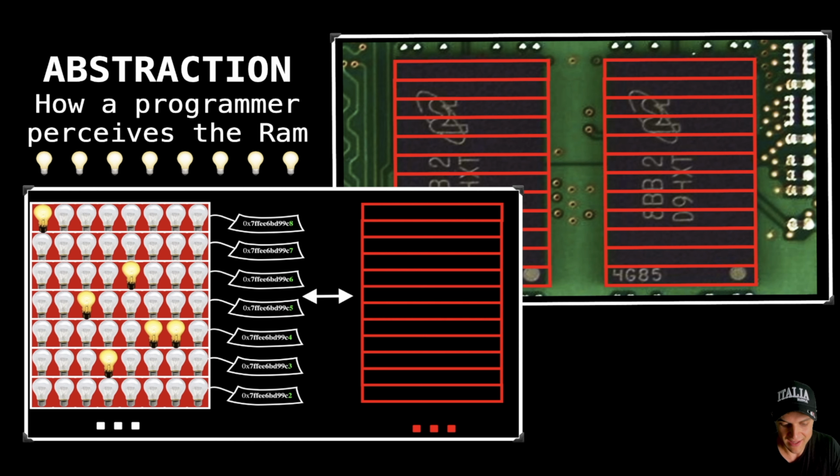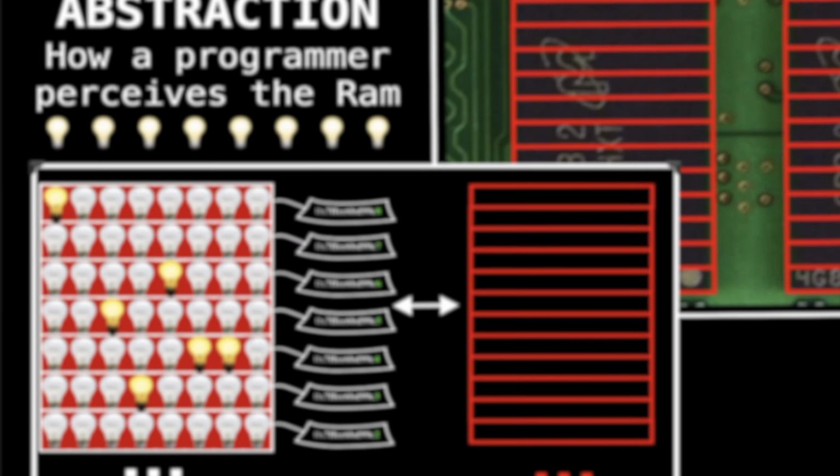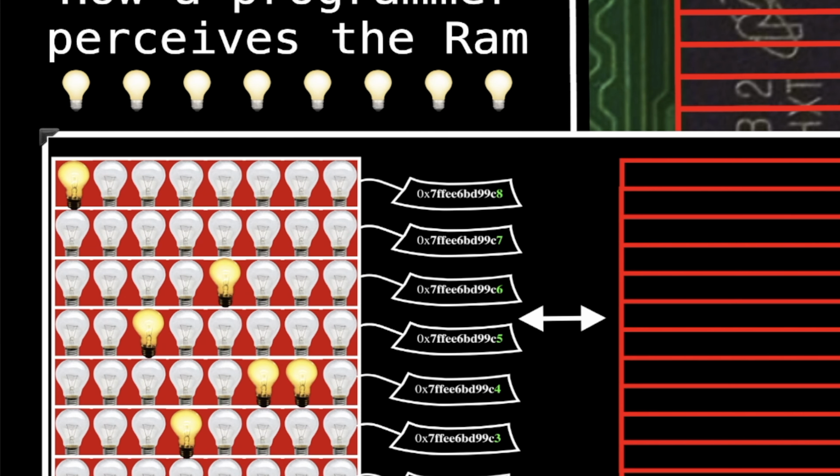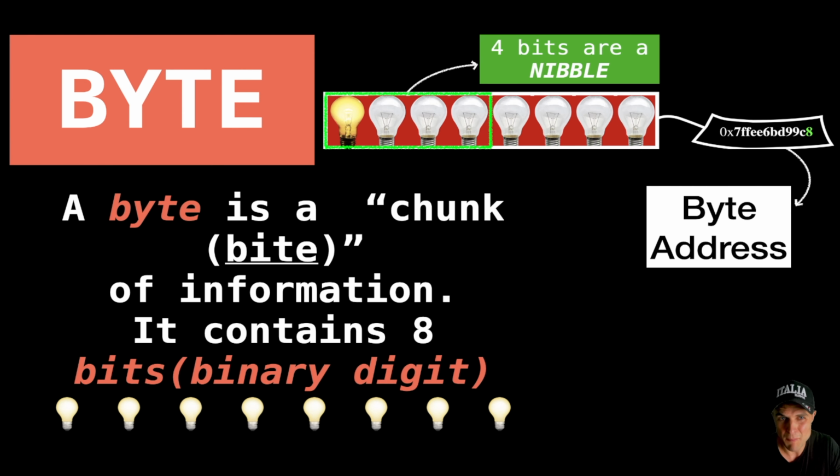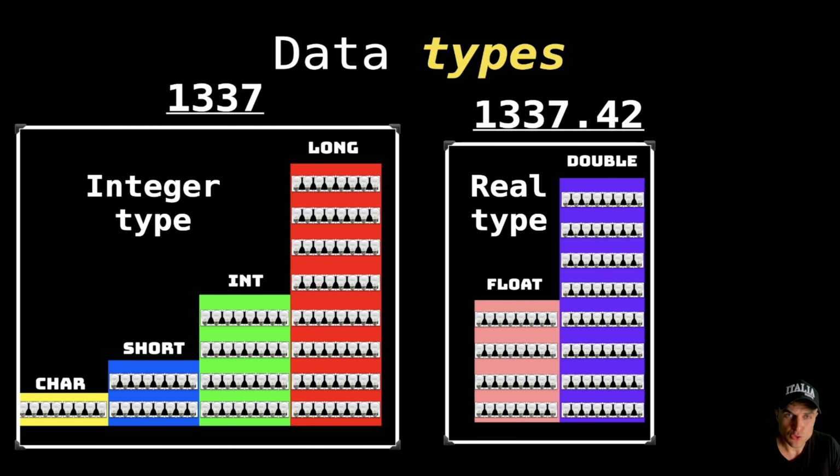We see the RAM as a series of slots. These slots are bytes. Every byte has its own address, and every byte is composed of 8 bits. A byte is just a little bite of information, and 4 bits are just a nibble. So you can visualize a byte as 8 light bulbs with a specific address in your RAM. Inside this RAM, you can store stuff. Basically, this stuff is what we call values, data types. We have integers and we have real values.